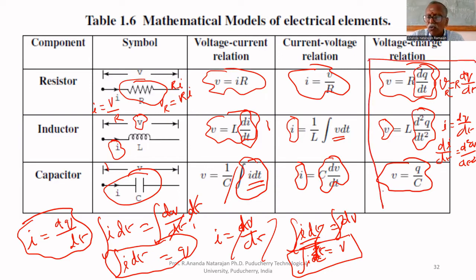Why all these? This fourth column? Why? That we are going to see now. Before seeing that, out of these four equations, which one is familiar to you? V equal to 1 by C integral of I dt. Am I correct or not?